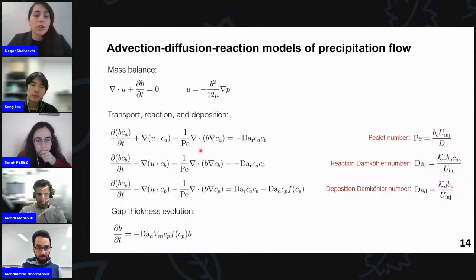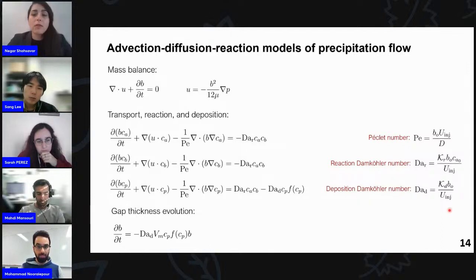So in the transport equations, we have three dimensionless variables: the Peclet number, which is the ratio between the rate of diffusion and advection; the reaction Damköhler number, which is the ratio between the rate of reaction between reactants A and B and the transport; and we have the deposition Damköhler number, which is the ratio between the rate of deposition and the transport. Eventually, we update the gap thickness as a function of the amount of deposition formed.